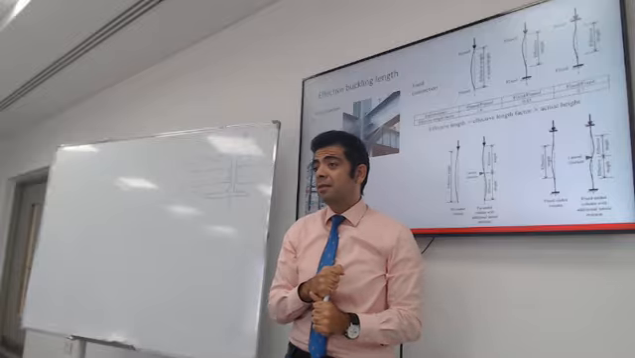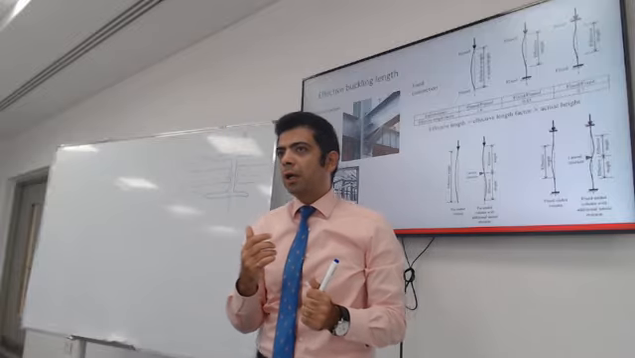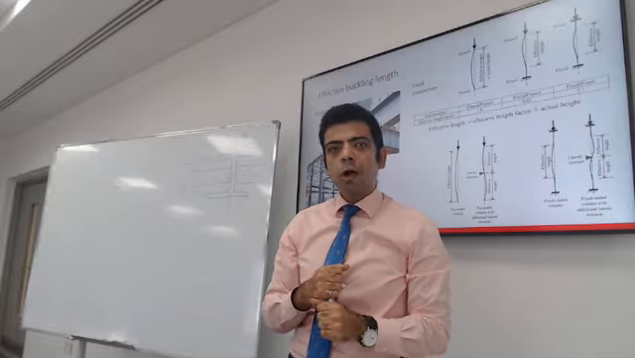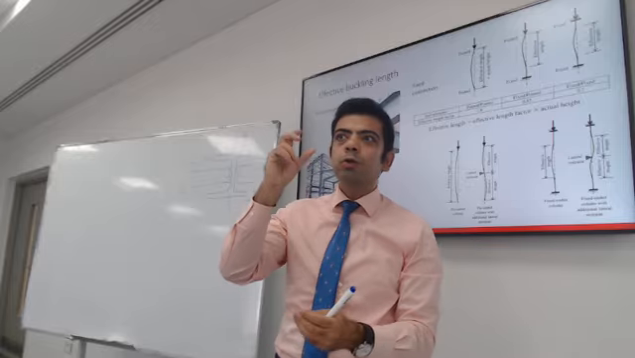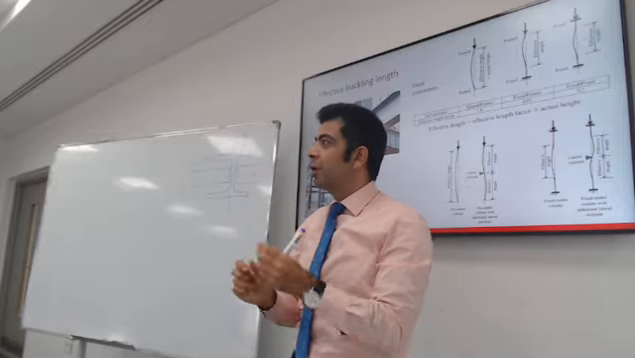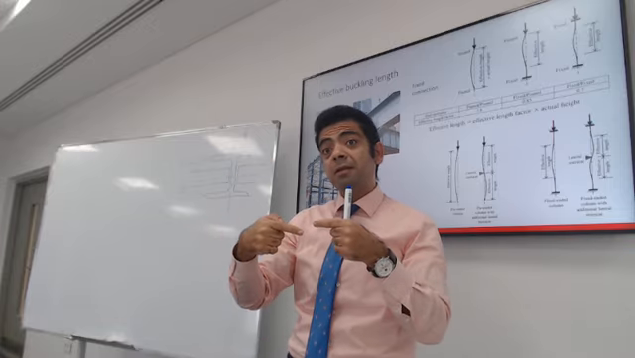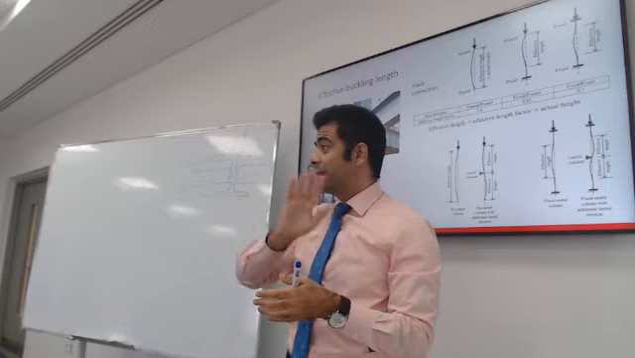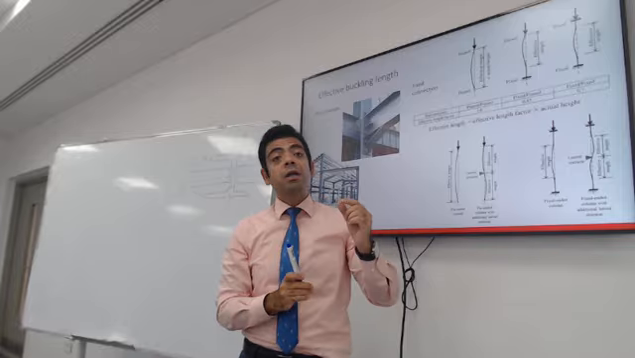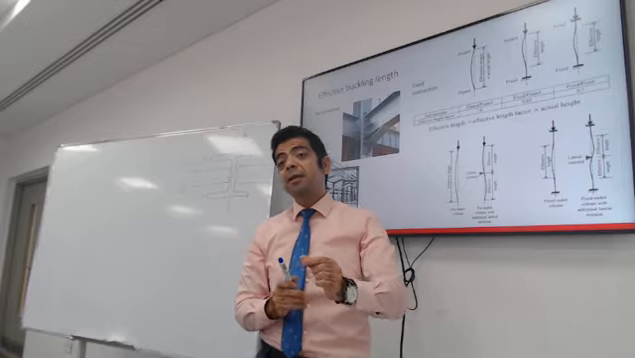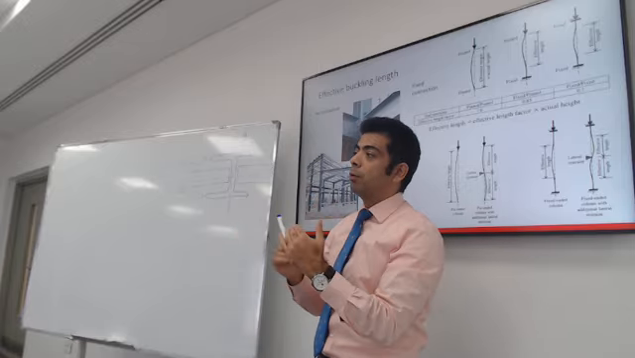Does that make sense? This will make sense if you're in a situation where you're trying to get a connection to work, or you're trying to get a certain section to work. You can play with these variables. You can introduce a beam at mid-height. That will change your buckling length completely. You can introduce different fixity from pin to fixed. That will change it as well.